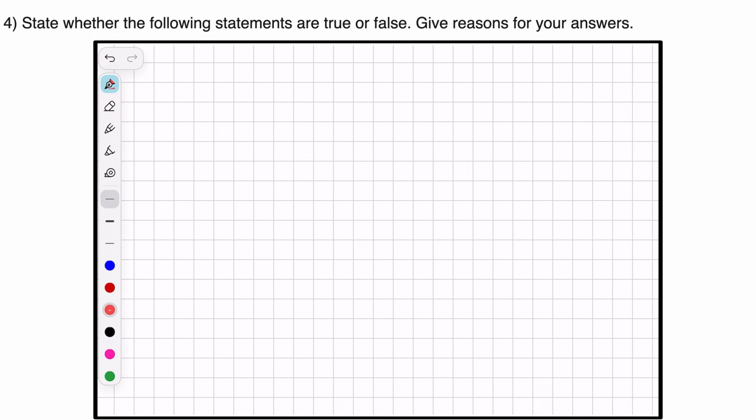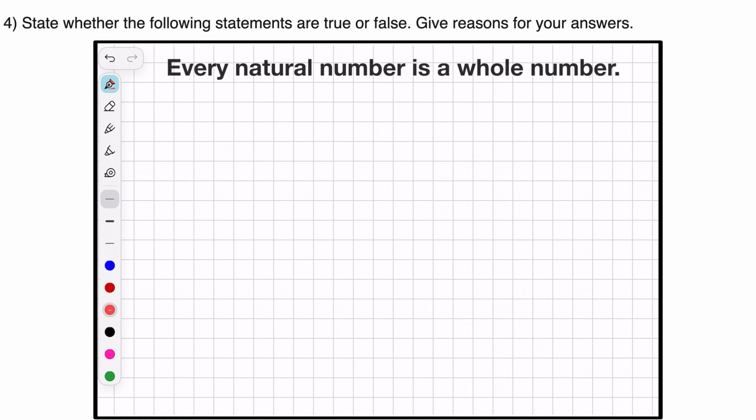Now we move to the fourth question. State whether the following statements are true or false. Give reasons for your answers. The first statement is every natural number is a whole number. So what are natural numbers?